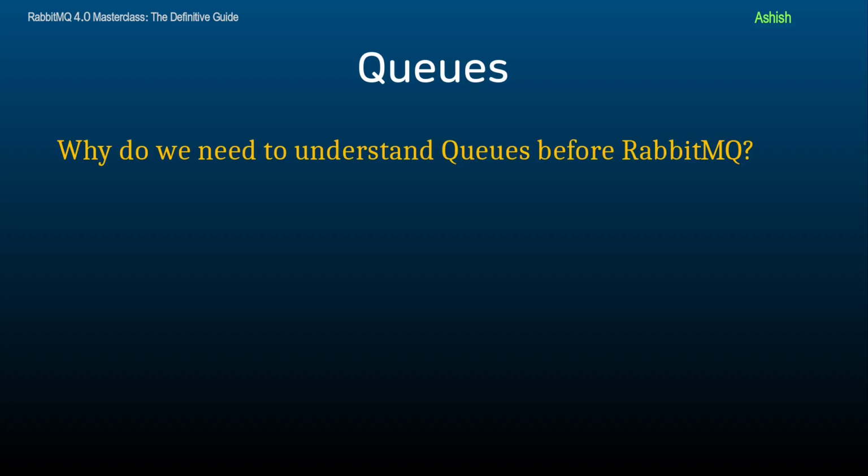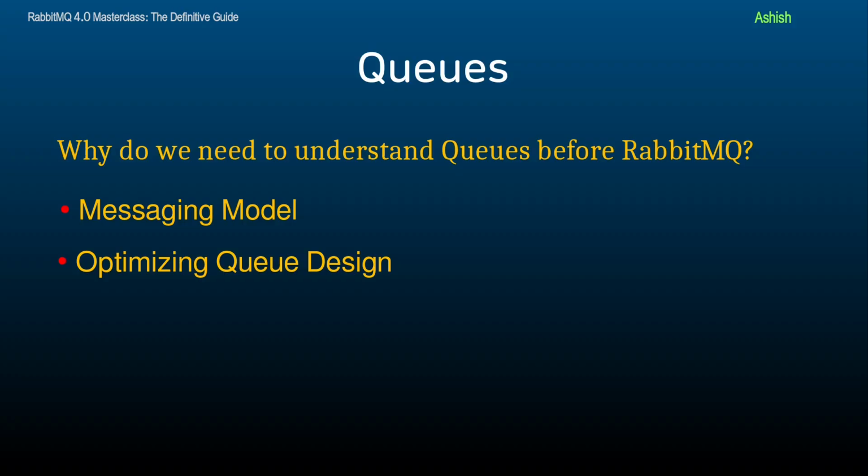Now, why do we need to understand queues before starting with RabbitMQ? Well, RabbitMQ's entire messaging system is built around queues. If you don't understand how queues work, you will struggle to effectively use RabbitMQ. The producer-consumer model, message acknowledgement, and routing all revolve around queues. Knowing how queues function will allow you to design more efficient systems.